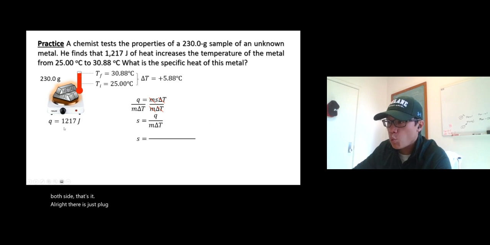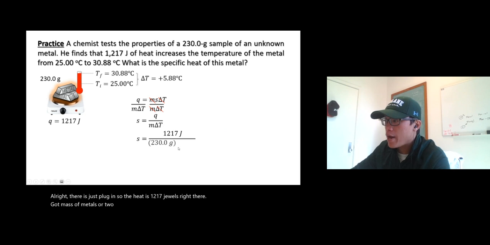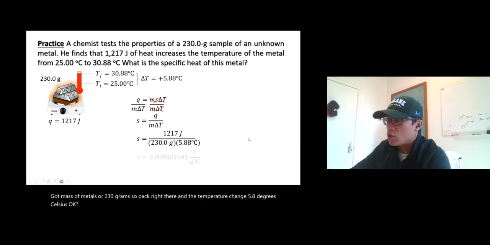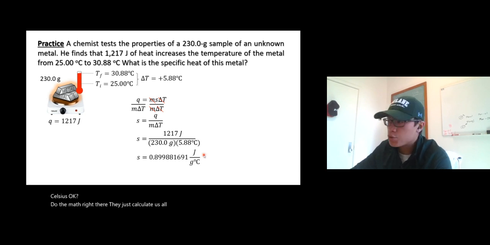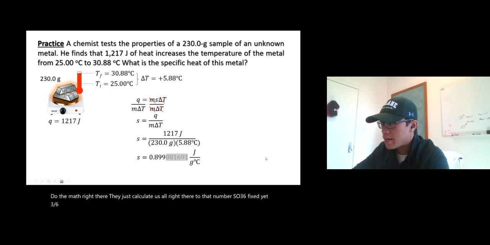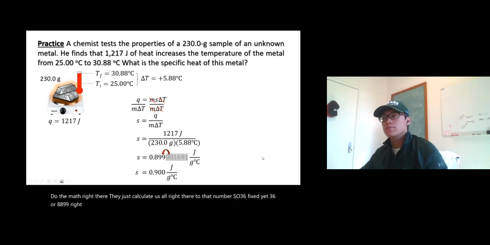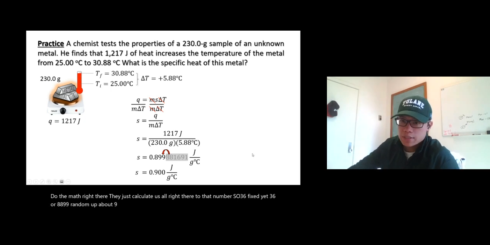So the heat is 1217 joules right there. We got the mass of the metal, so 230 grams. So plug in right there, and the temperature change, 5.88 degrees Celsius. Do the math right there, just use the calculator. So right there, ta-da, that number, 0.899. Round it up, about 0.9 joule per gram per degree Celsius.